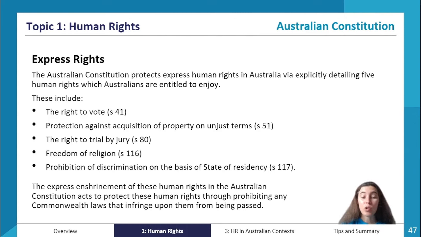The express enshrinement of these human rights in Australia acts to protect the human rights by prohibiting any Commonwealth law, so any federal law that could infringe on those rights. So those 5 rights are not able to be broken in any way. The government cannot pass any legislation that goes against those rights or obstructs them in any way.